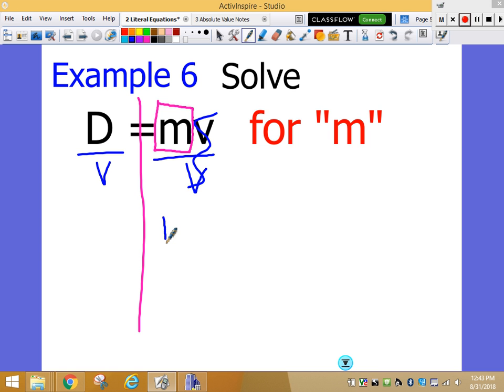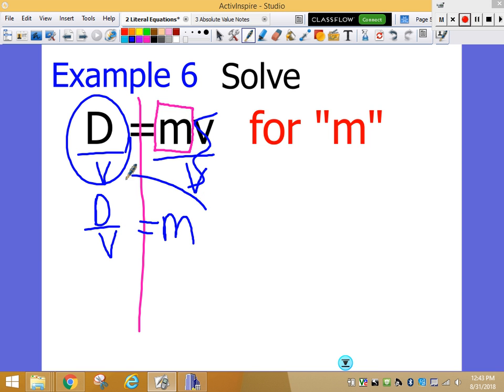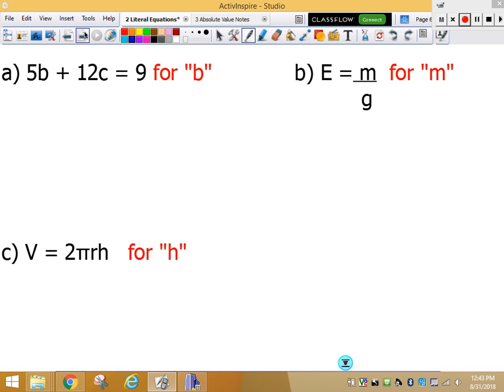So I'm going to bring down my M. Here I can't combine anything over here. These won't combine, so I'm just going to rewrite V over V. M is by itself, so we're done. M equals D divided by V. All right, let's try A.